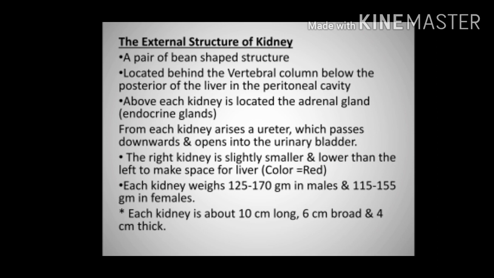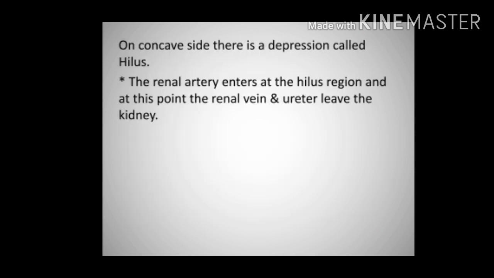The kidneys are red in color. Each kidney weighs approximately 125 to 170 grams in males and 115 to 155 grams in females. Each kidney is about 10 centimeters long, 6 centimeters broad and 4 centimeters thick. On the concave side of the kidney there is a depression called hilus. The renal artery enters at the hilus region and at this point the renal vein and ureter leave the kidney.